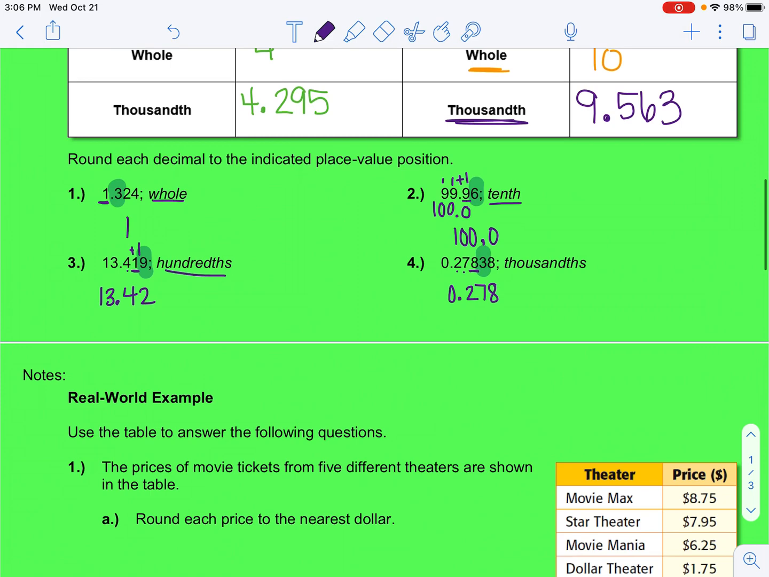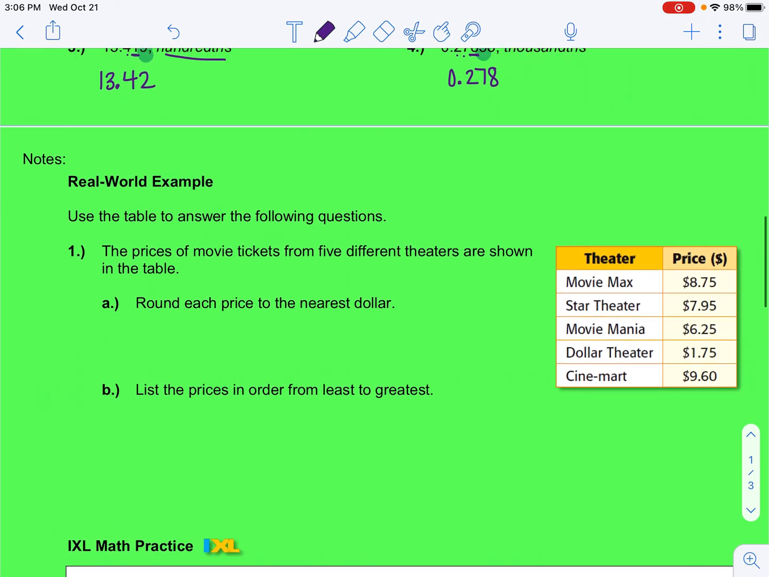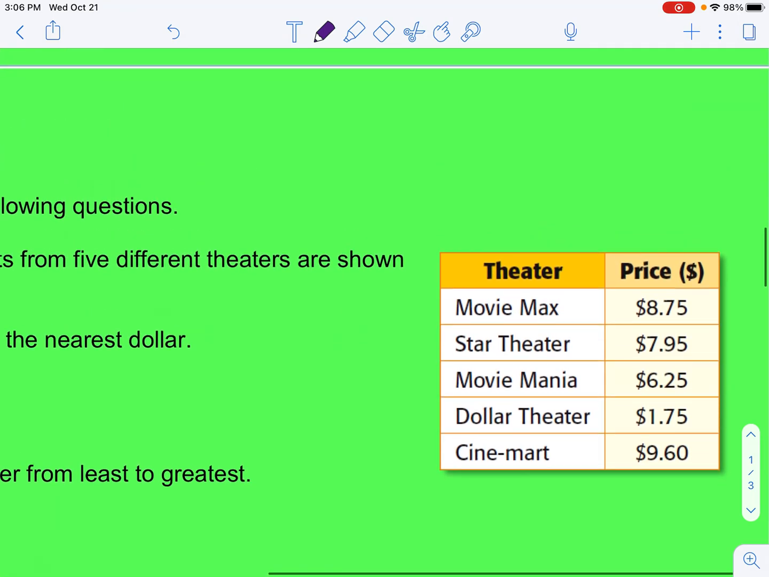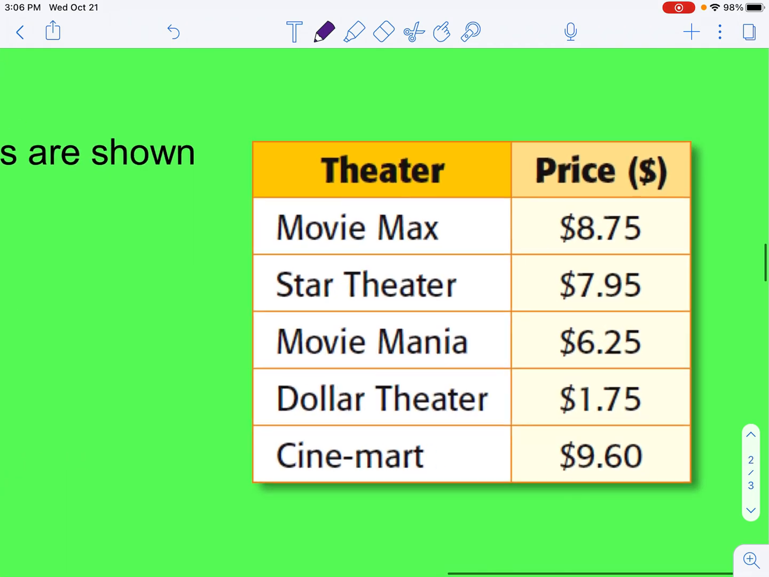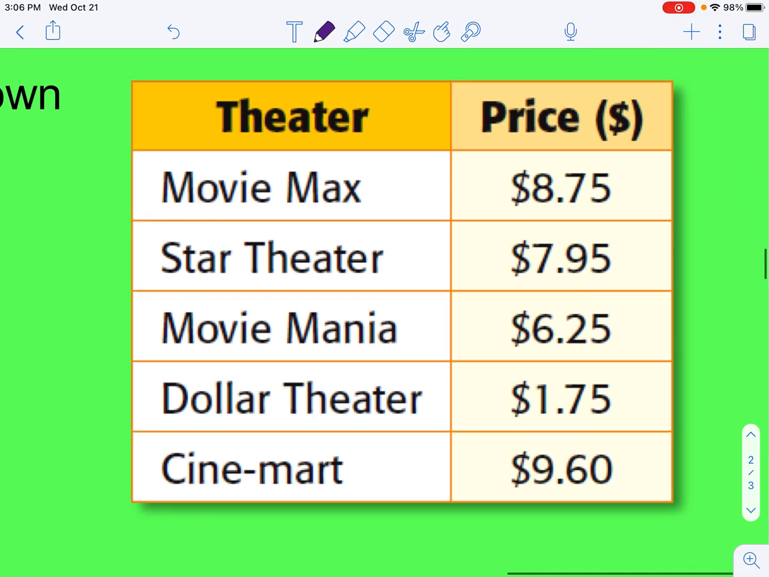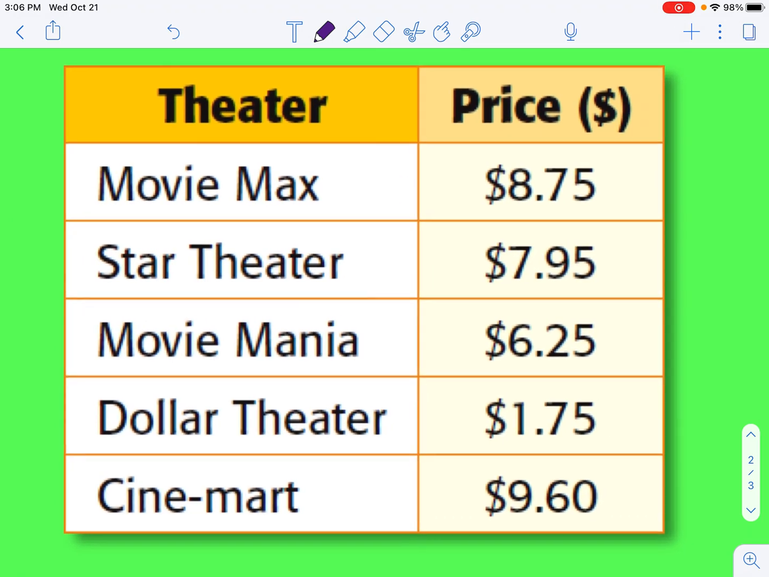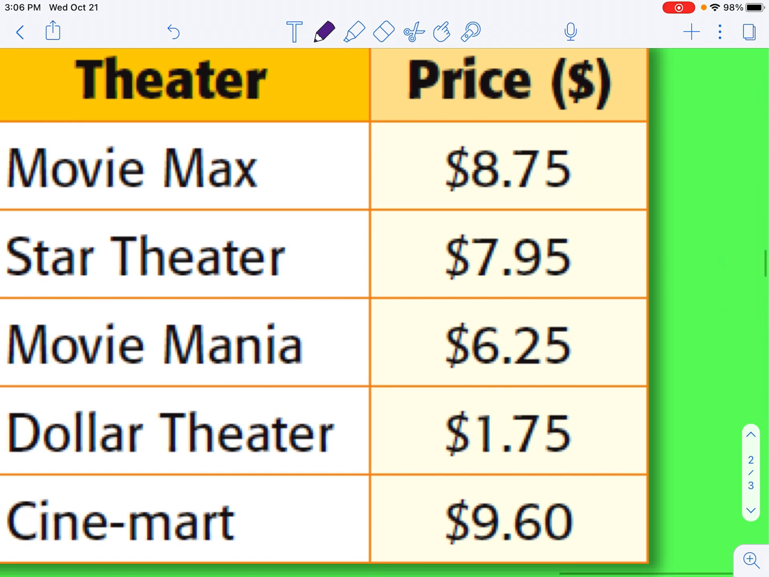Alright, let's move on to the next section. We've got one problem left. So this table over here on the right shows the prices of movie tickets from 5 different theaters. Okay, so we need to round each price to the nearest dollar. So to do that, I'm going to zoom in on my table. $8.75, I want to round that to the nearest dollar, which means I want to round it to the number before the decimal place, to my ones place.